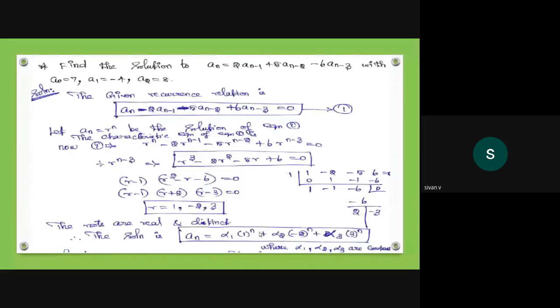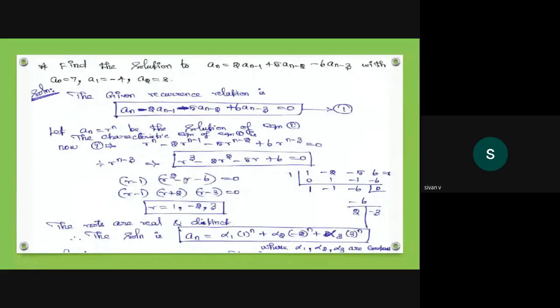Substitute 0 for n and tell me what equation it becomes. Yes, correct, sir. Alpha1 + alpha2 + alpha3 = 7. This is for the first initial condition.